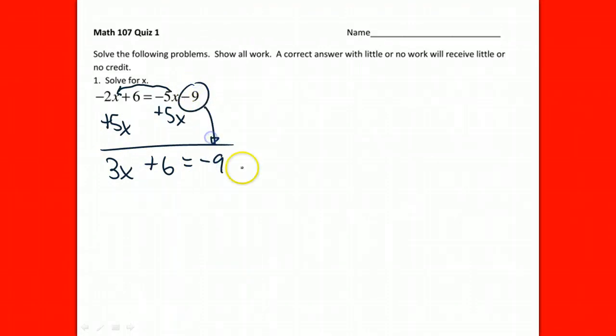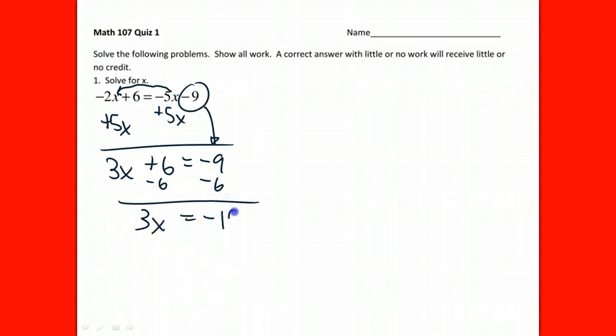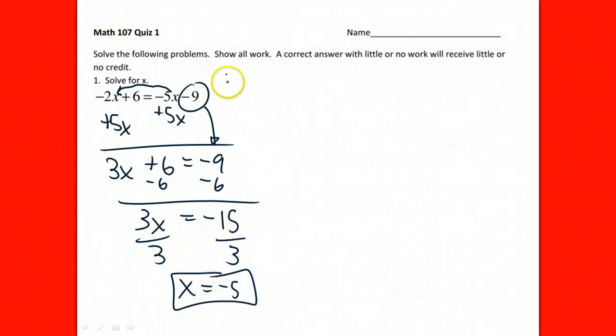Just carry it down. Take away 6 from both sides. We'll have 3x is equal to a negative 15. Divide by 3. We'll have x is equal to a negative 5. Okay, so that's the easy one. Next is the medium one.